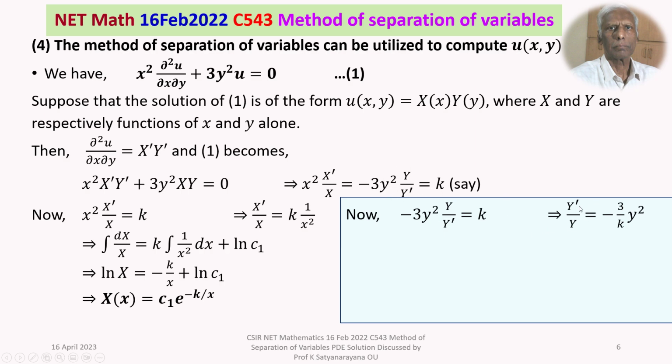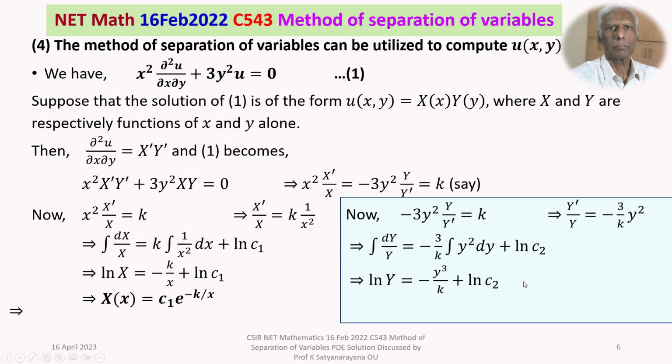This will be equal to y prime by y is equal to minus 3y square by k. Integrating, integral of dy by y is equal to minus 3 by k integral of y square plus ln c2. Integral of dy by y is ln y, minus 3 by k integral of y square is y cube by 3, which cancels. So we will get ln y is equal to minus y cube by k plus ln c2.